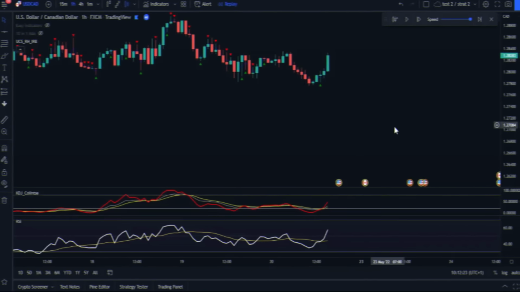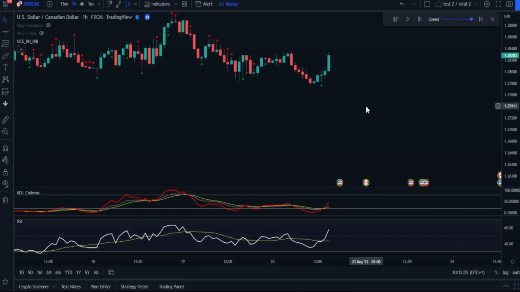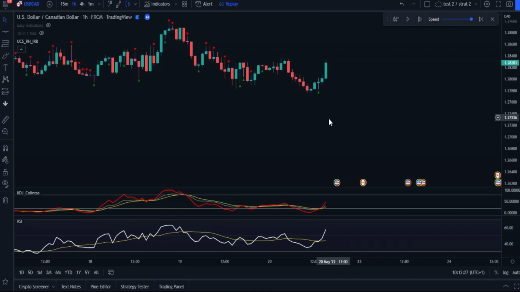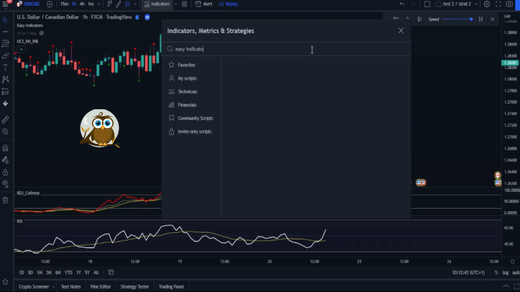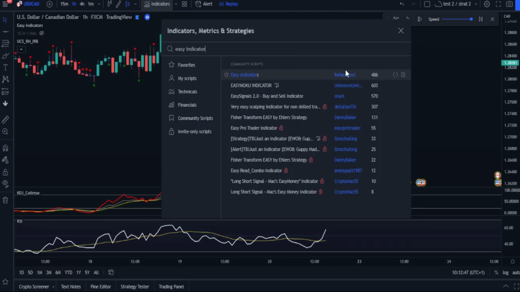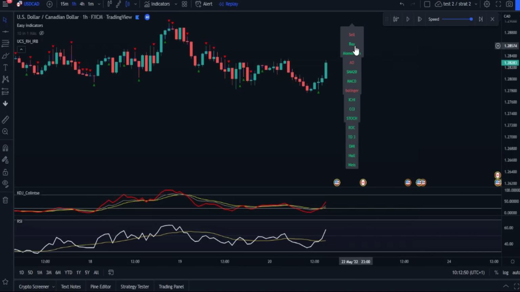The last part of this video will be about how to practice the signal and how to know some of the indicators used. In order to know the indicators that give a signal, I advise you to use the Easy Indicator, which was suggested by Alexander P. This indicator enables you to know the names of the indicators that give buy signals at the moment and the names of indicators that give sell signals as well.